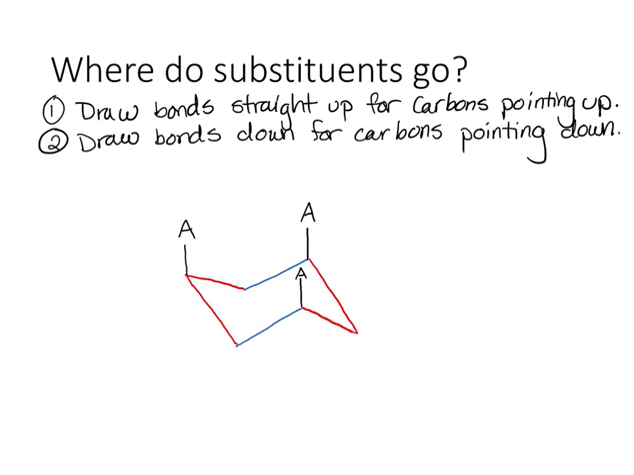And I'm also going to label those A. Okay. So A actually stands for axial. So if you have a substituent pointing straight up or straight down, we refer to that as an axial substituent.